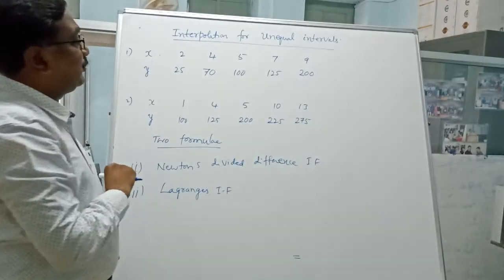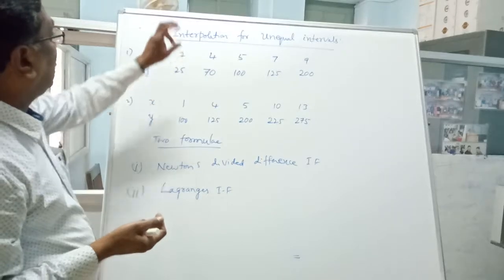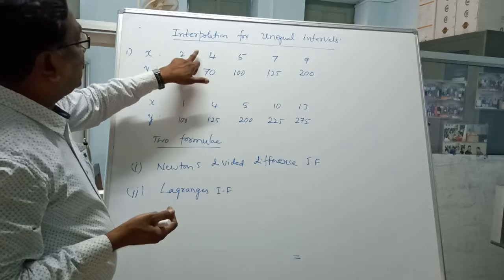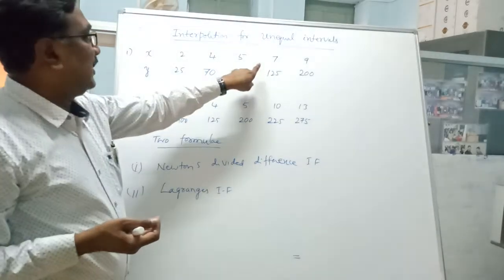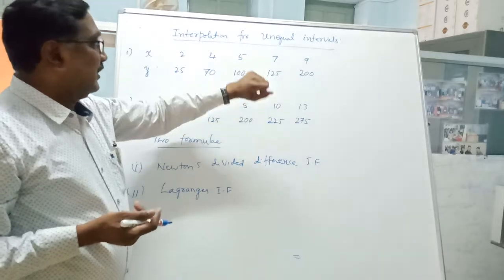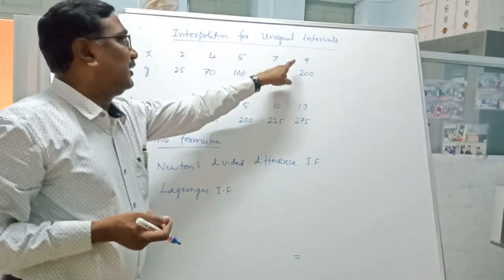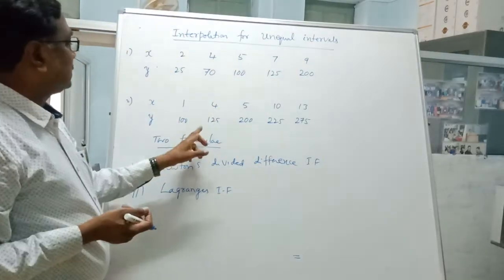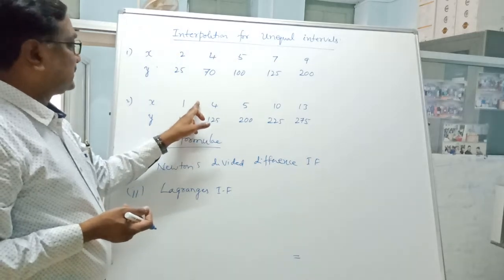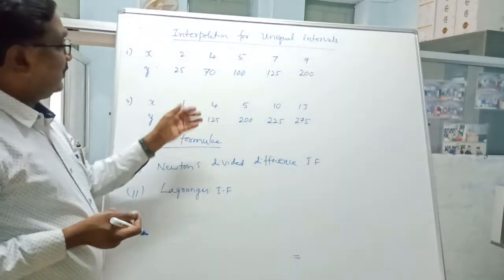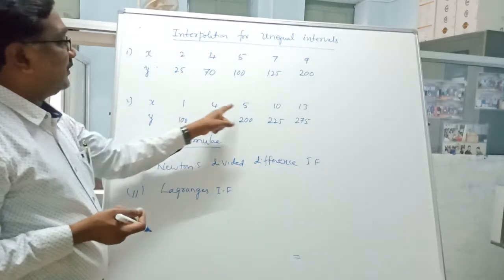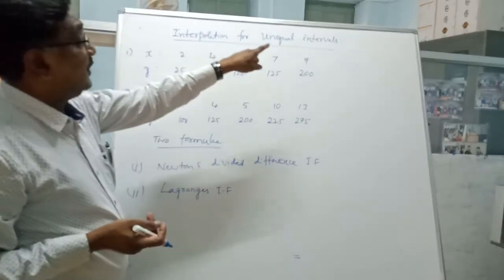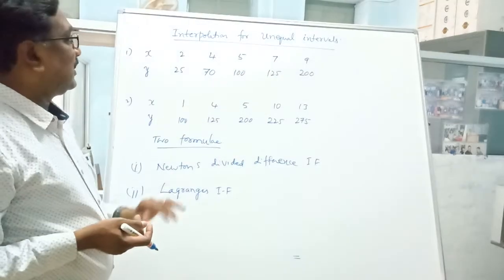So here we have to find the interpolation. That means there is a question like this: find the value of f of 3. Or the question: find the value of y corresponding to 6. Or find the value of y corresponding to 8, like that. That is the meaning of interpolation. The process of finding the values of y corresponding to required arguments is known as interpolation. Therefore this chapter is called interpolation for unequal intervals, because the intervals are not equal.